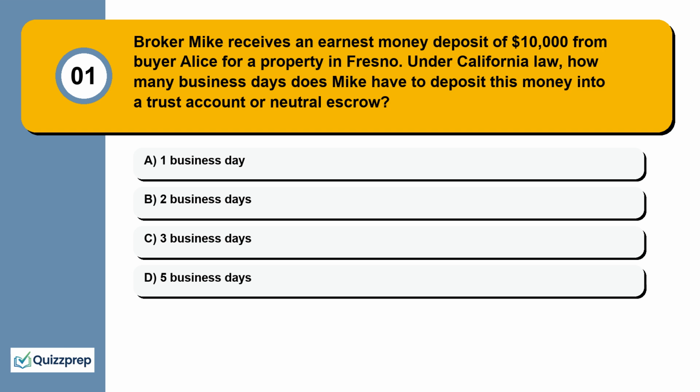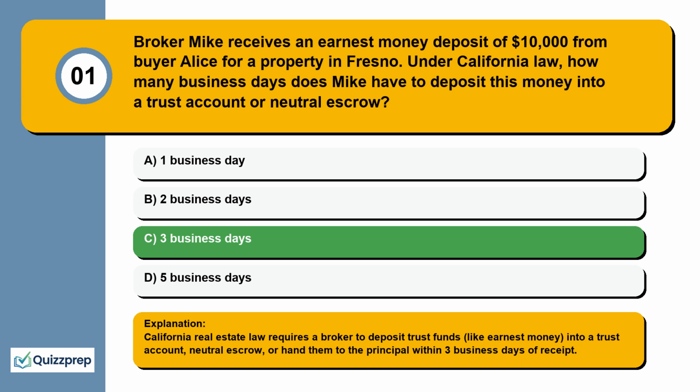Question 1. Broker Mike receives an earnest money deposit of $10,000 from buyer Alice for a property in Fresno. Under California law, how many business days does Mike have to deposit this money into a trust account or neutral escrow? 1 business day, 2 business days, 3 business days, 5 business days. California real estate law requires a broker to deposit trust funds, like earnest money, into a trust account, neutral escrow, or hand them to the principal within 3 business days of receipt.